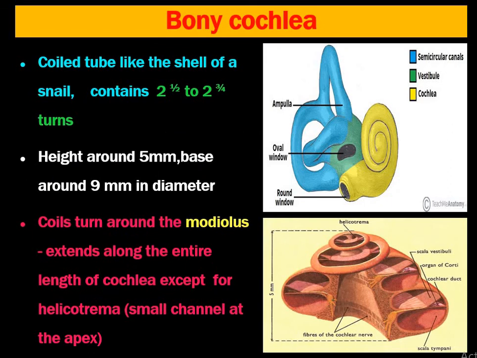Coming to bony cochlea, which is a coiled tube like the shell of a snail, contains 2.5 to 2 3/4 turns. This is the bony cochlea. Height is around 5 mm, and the base is around 9 mm in diameter. The coils turn around the modiolus, which extends through the entire length of cochlea except for the helicotrema, which is a small channel at the apex. So this is the modiolus. Okay, so the coil turns around the modiolus.